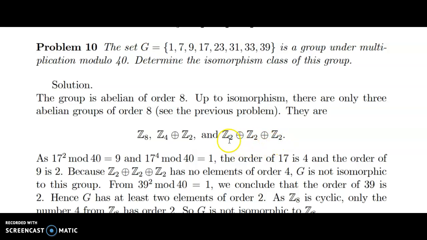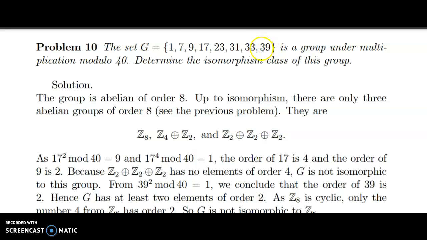In the third group, Z2 plus Z2 plus Z2, every non-zero element has order 2. There is not an element of order 4. This shows that G cannot be isomorphic to the third group. Then we compute 39 squared. 39 is -1 mod 40, and 39 squared will be 1. This means that the order of 39 in G will be 2.